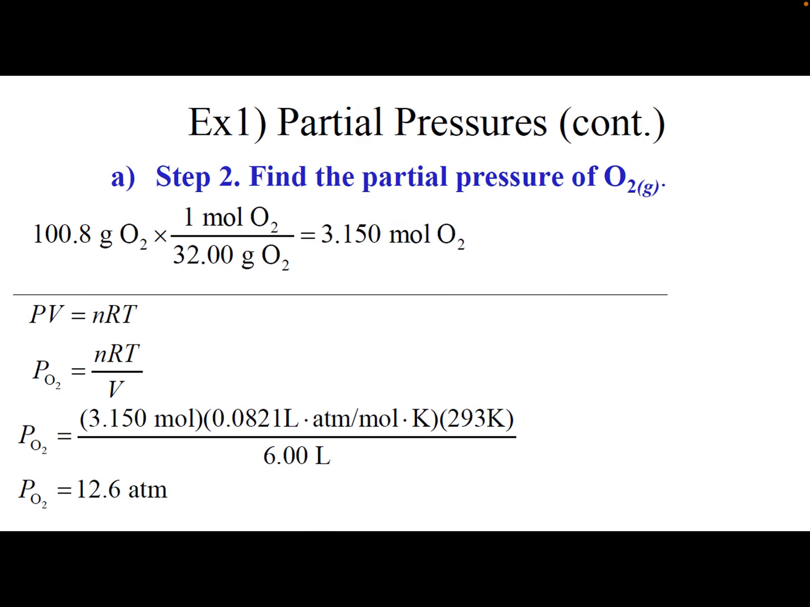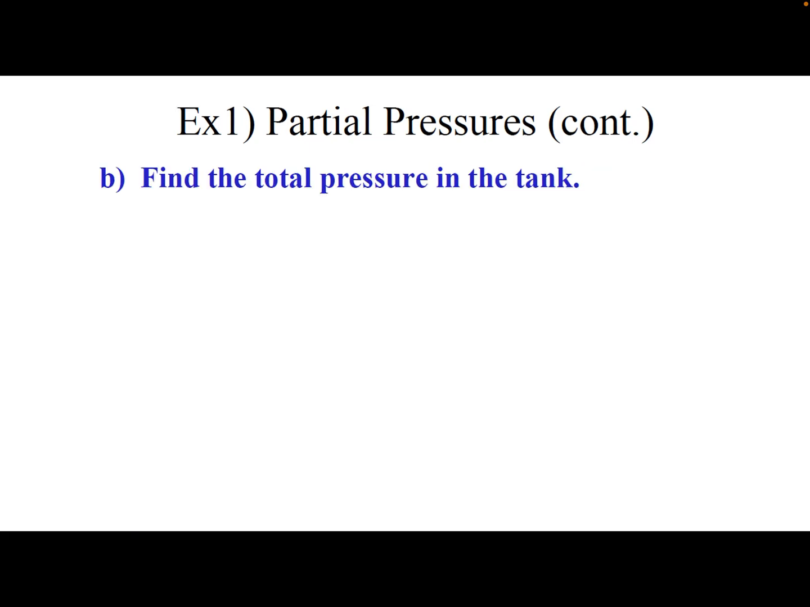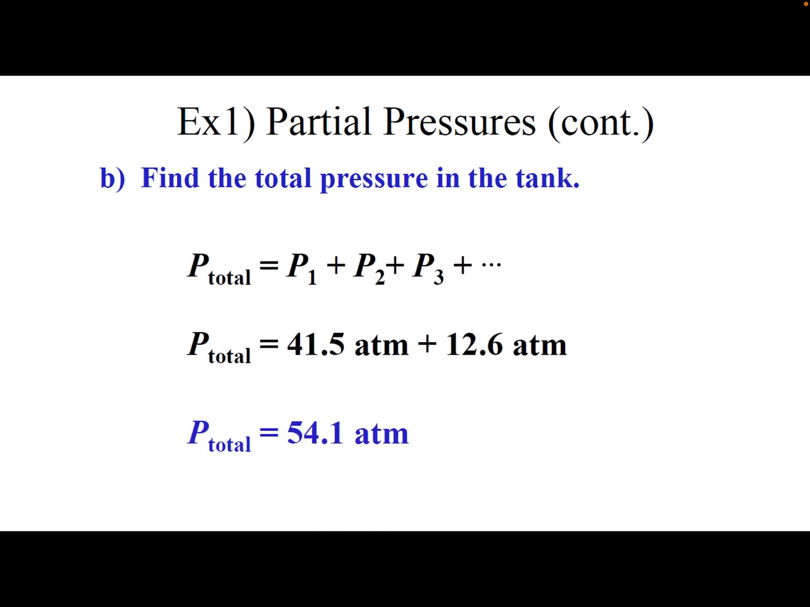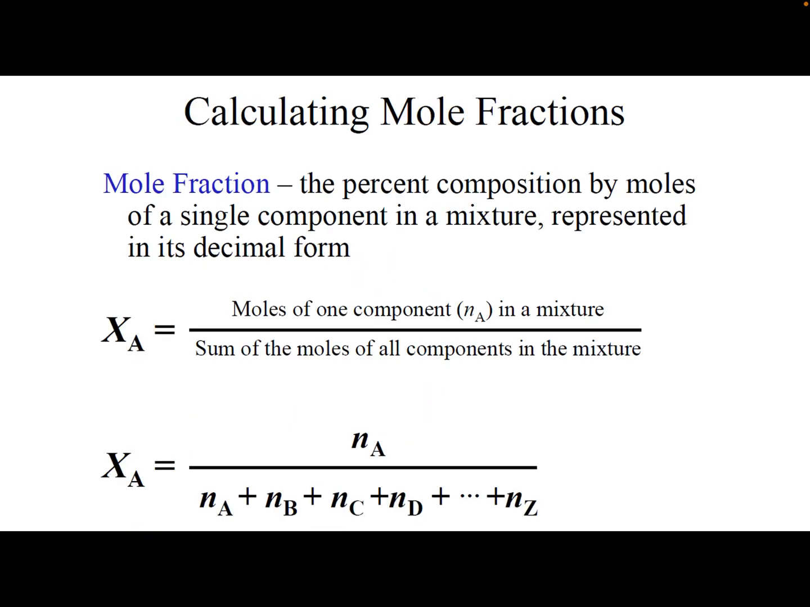And then to find the total pressure in the tank, what should we do? How do we find the total pressure? So total pressure is equal to all of the partial pressures. Well, there's only 2 gases in the tank, so we can add those 2 partial pressures to get a total pressure of 54.1 atmospheres.